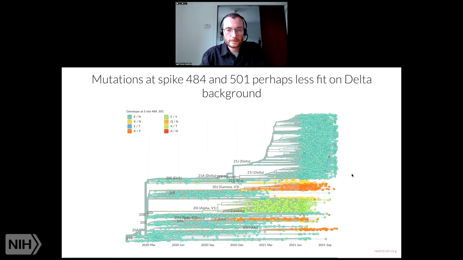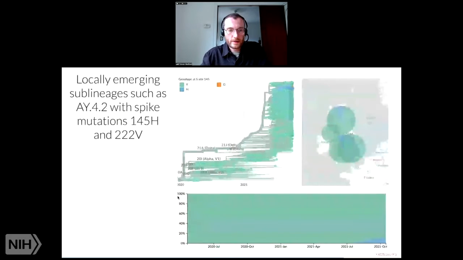It's certainly important. However, even though there are not major things occurring within delta, we're starting to see local sublineages that appear to be perhaps a bit more fit. As just one example, we have AY.4.2. This has spike mutations Y145H and A222V within delta. It's been spreading within the UK, here in blue. It's about 10% frequency now, arising from about 1% in August. This corresponds to about a 10% fitness advantage. And we're seeing similar stories elsewhere.